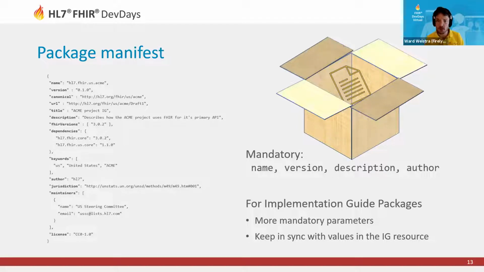So you need to be clear on who has made this package. And then those are the minimum requirements, but if you're using it to distribute your implementation guide, then you also need some extra parameters, and you also want to keep them in sync with your IG resource. One thing that I want to point out here is that jurisdiction is something which is new that we're going to add to the package specification so that we're easily able to filter packages for the only packages that are relevant for the US or for the Netherlands for that matter.